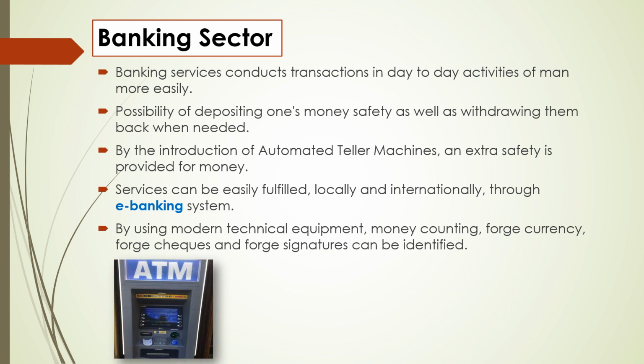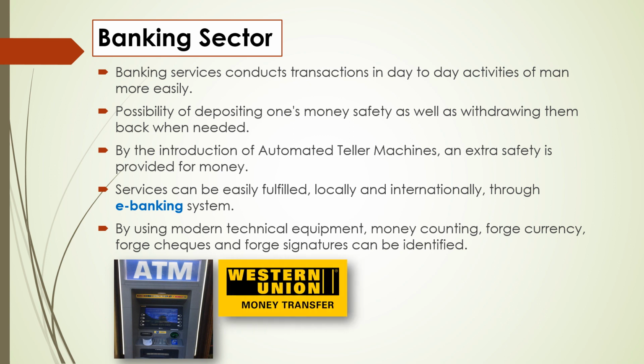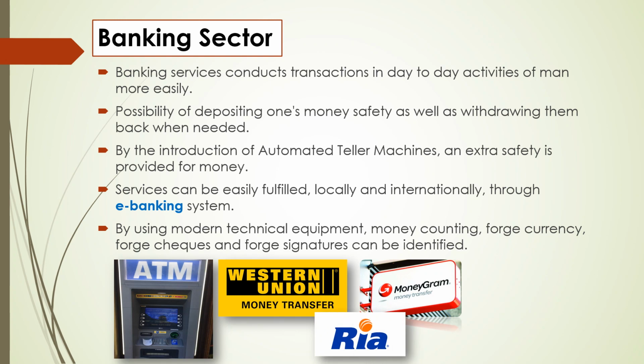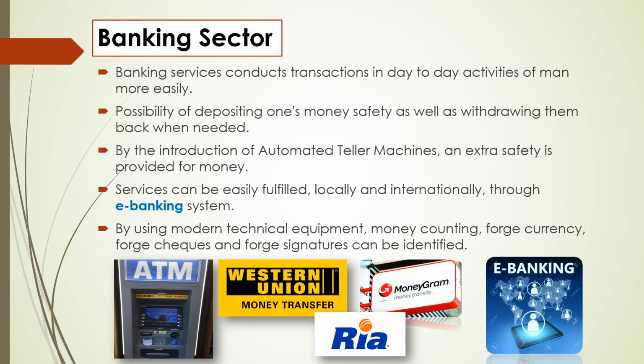So you can see some pictures here. The first one ATM, you would have seen it, and the other one Western Union money transfer. So the people from abroad, they send their money through Western Union. The other money transfer method is MoneyGram and the other one RIA. So these are the money transfer methods used by our people abroad. And then e-banking.